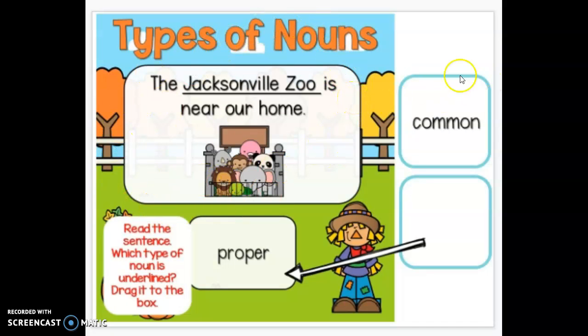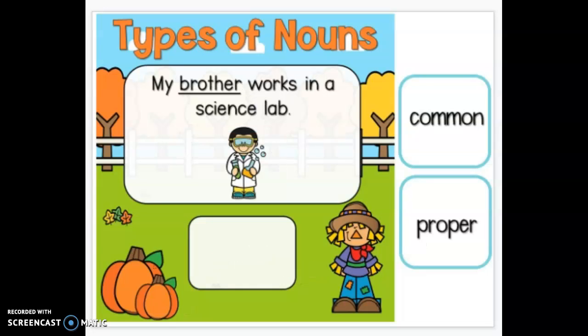As we begin our activity today, you're going to be given a sentence and you're going to have to decide, is it a common noun or is it a proper noun? This sentence says, the Jacksonville Zoo is near our home. It was a proper noun, so I clicked down here on proper and dragged it over into the box. You will see about 12 slides where you will have to choose common or proper after reading the sentence and drag it over.